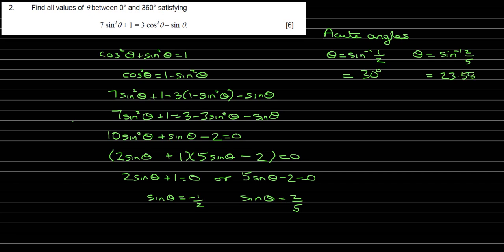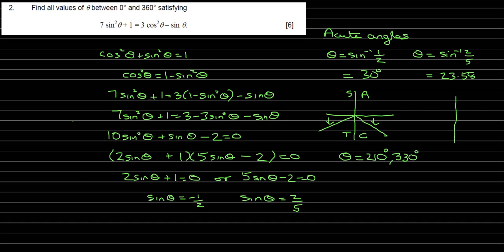Okay, so we're going to look for answers in the range 0 to 360. So sine, we're looking at where sine is negative for the first one. So A, S, T, C. Sine is negative in this quadrant and in this quadrant. So we're going to measure that angle and that angle. So from that, theta will equal 210 degrees and 330 degrees.